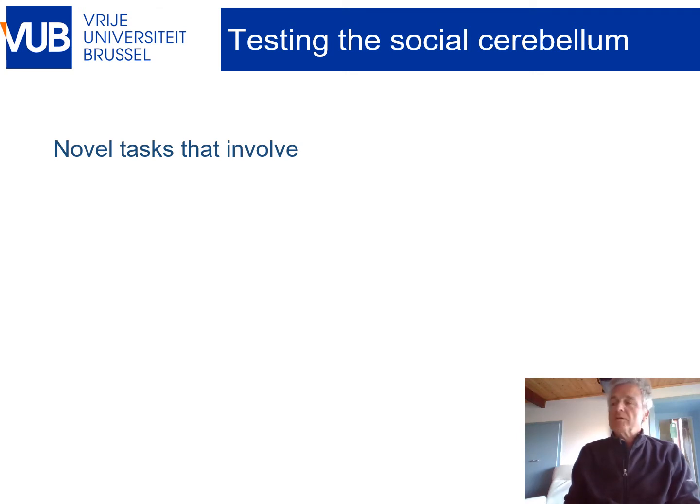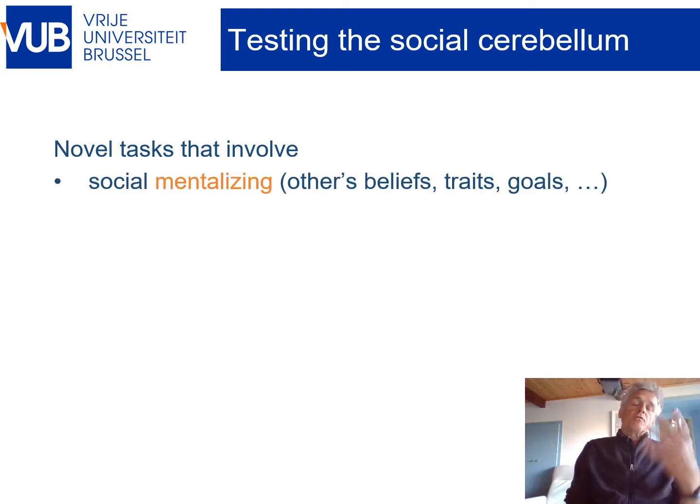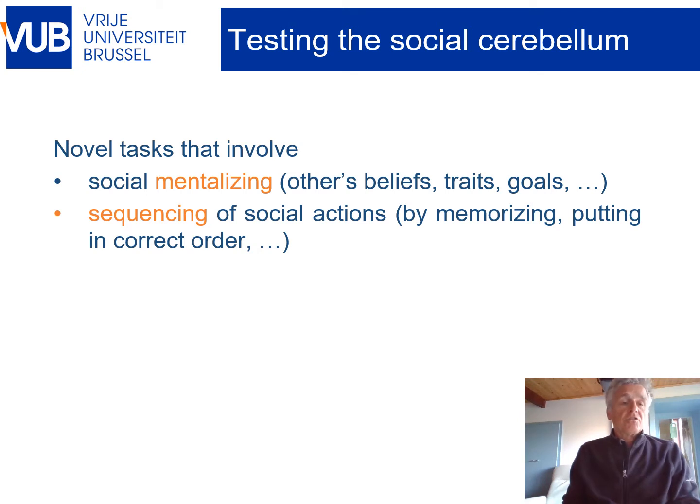Well, we developed a number of novel tasks that involve social mentalizing, of course, because that's the thing we want to study. So social mentalizing is about other people's beliefs, traits, goals, and so on. In addition, with some sequencing of these social actions on which these mentalizing inferences are based. For example, sequencing is triggered by asking participants to memorize the order of the actions, or by putting the actions in the correct chronological order, and so on.